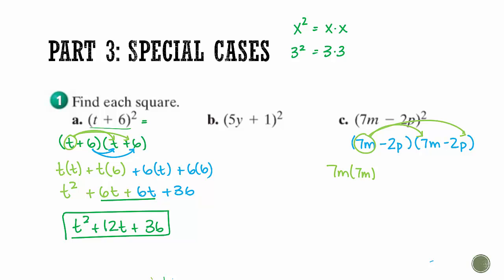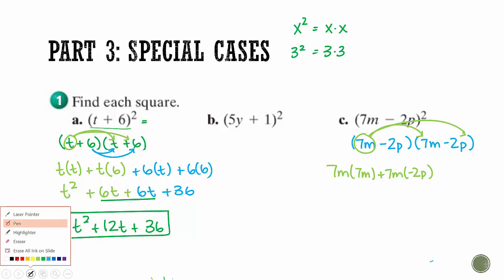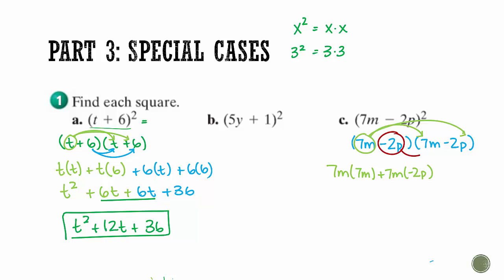7m times negative 2p, and then, let's get a different color, negative 2p times 7m, and then negative 2p times negative 2p.